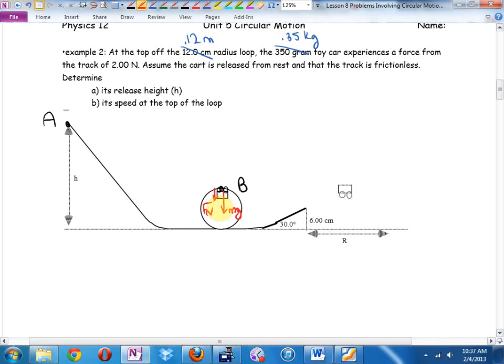So, before I answer part A, I'm going to need to say gravity plus normal force equals mv squared over r.